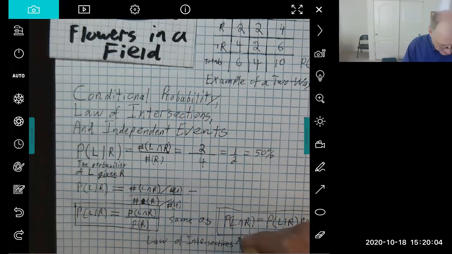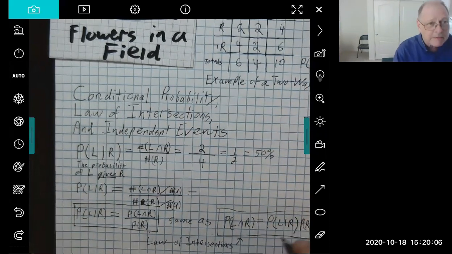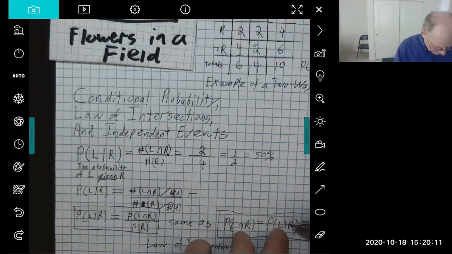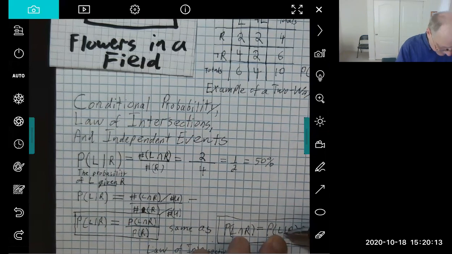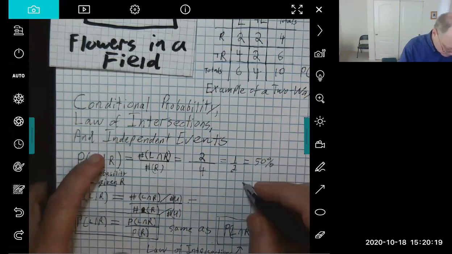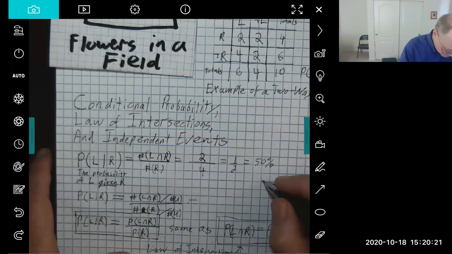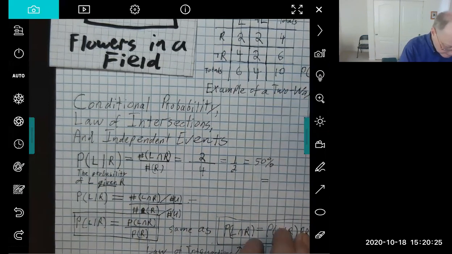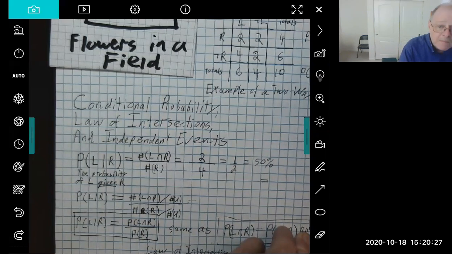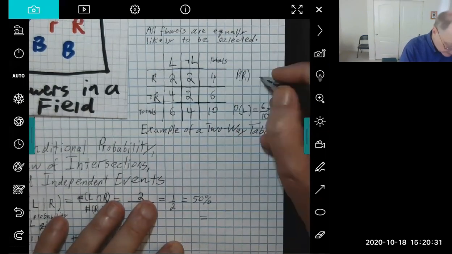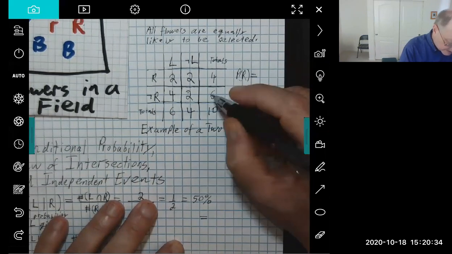So let's see how that works out with the numbers up here. So P of L given R was 50%, 0.5. And P of R, there were 4 red flowers out of 10 flowers total.